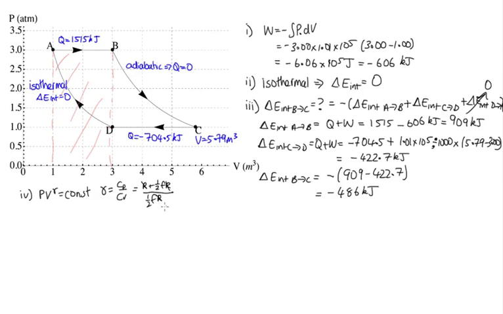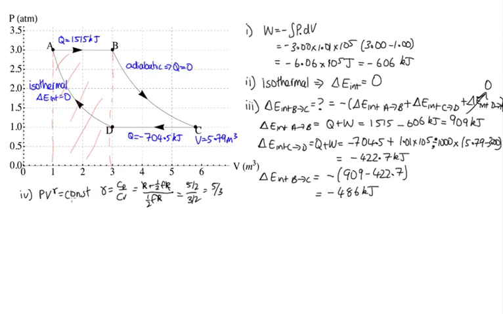and we're told at the start that this is a monatomic ideal gas, and because it's monatomic, we know that F is equal to 3. So here we've got 1 plus 3 over 2 divided by 3 over 2. So that's 5 over 2 over 3 over 2, which is equal to 5 over 3. So we've worked out what the gamma is.